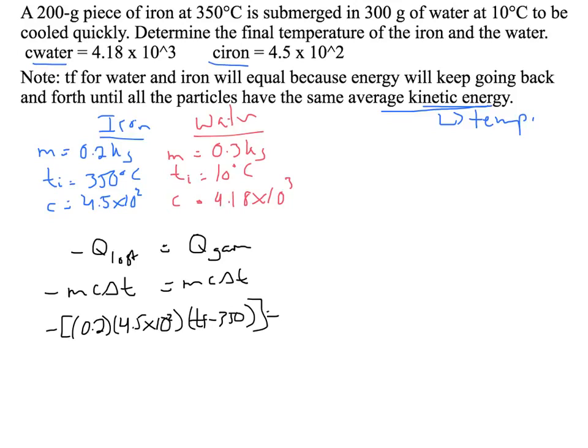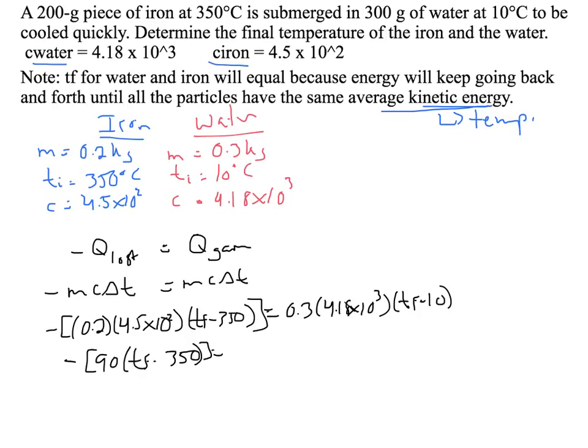On the right side of the equation, we have 0.3 times 4.18 times 10 to the 3 times TF minus 10. Left side of the equation becomes negative 90 times TF minus 350. Right side is 1254 times TF minus 10.